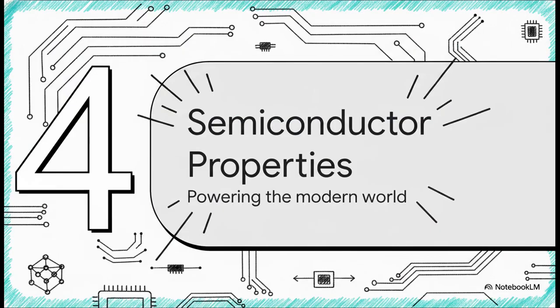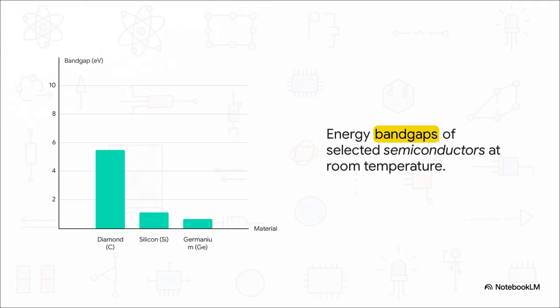Section 4, Semiconductor Properties. Let's see how these materials actually power the modern world. When we look at the actual band gaps, the hard data proves exactly what we were discussing earlier. Take diamond. It's an insulator because it has a massive 5.5 electron volt barrier. It takes an immense amount of energy for an electron to jump that canyon. But look at silicon at 1.12 eV and germanium at 0.67 eV. They sit perfectly in that semiconductive sweet spot. It makes them incredibly easy for us to control at room temperature.